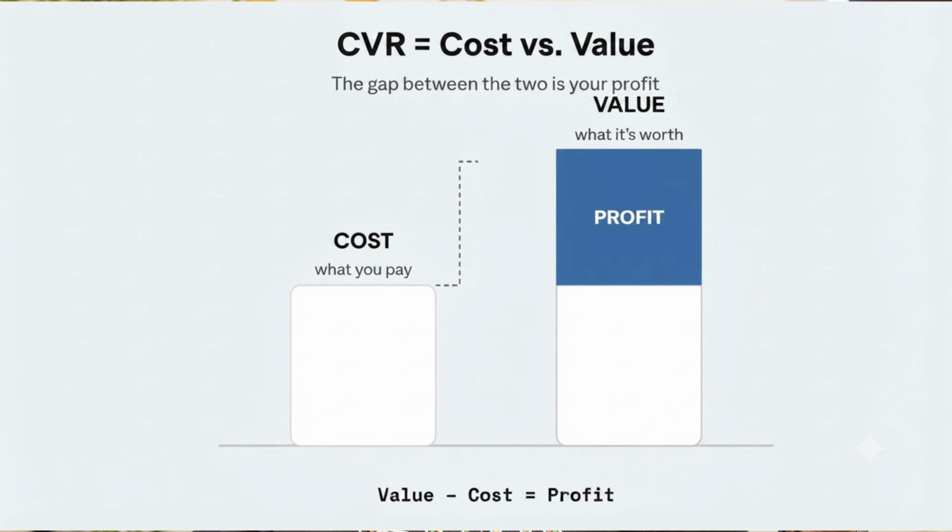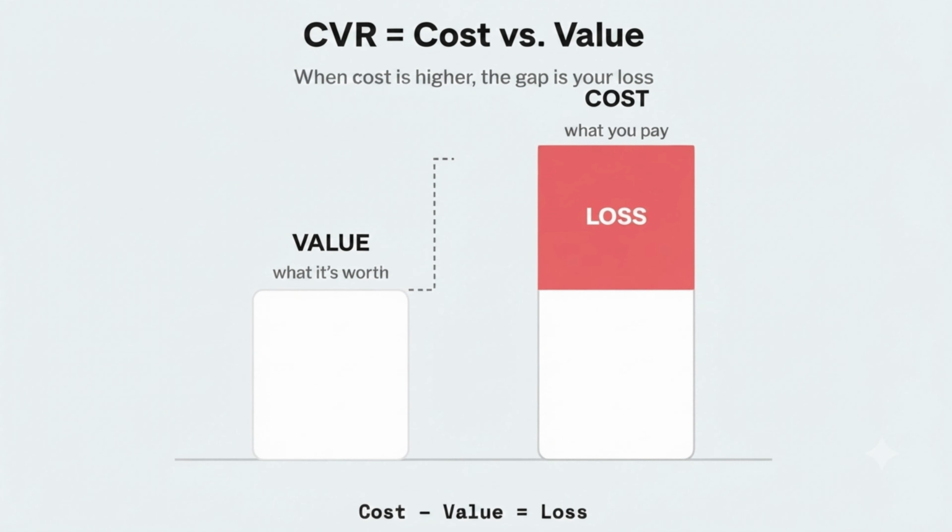Value versus cost. What we've earned versus what we've spent, and what the difference is between those two. Because that difference tells you whether the project is making or losing money. If the value is higher than the cost, the project is making margin, or the project is making money. If the cost is higher than the value, the project is losing money.